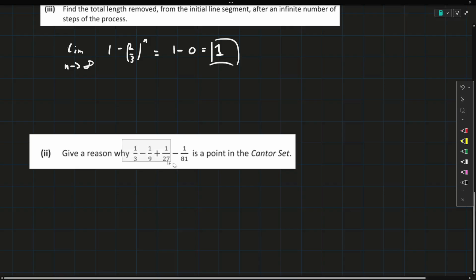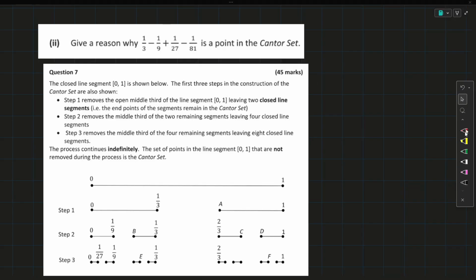Then we're told to give a reason why this is a point in the Cantor set. So let's just have a look at what this is actually on the diagram. If we go to a third, that's going to be here, so that's a point. Then minus a 9th will bring us to here, which is the same as B, so that's clearly a point. Add a 27th, which is going to be a third along here, and that's going to give us E. So the first thing we could say is that a third minus a 9th plus 1/27th is a point in the set. And then we just need to deal with that last 1/81st.